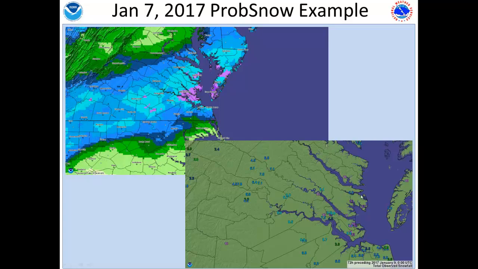Even the Middle Peninsula had upwards of 13 inches. There was a very widespread swath of 6 to 8 inches of snow that really ran from Norfolk and Chesapeake all the way inland west of Richmond. So it's not real common sometimes to see this broad and this large of a swath of over 6 inches of snow. And so let's take a look and see how the probabilities may have been able to inform us that such an event was about to occur.